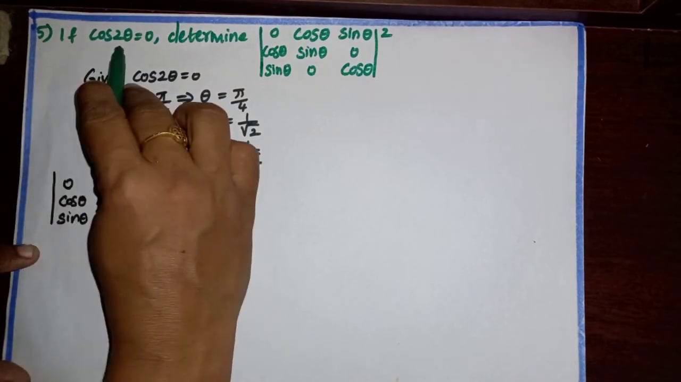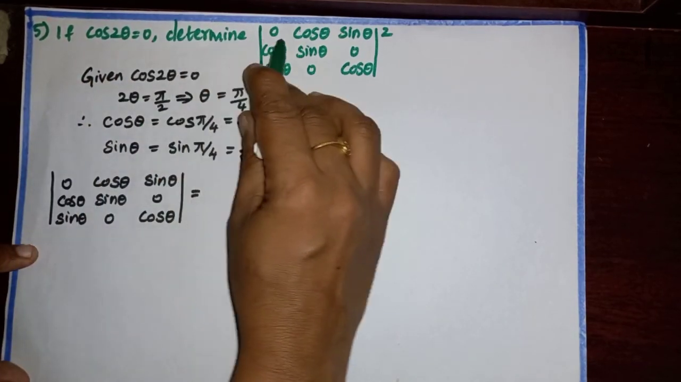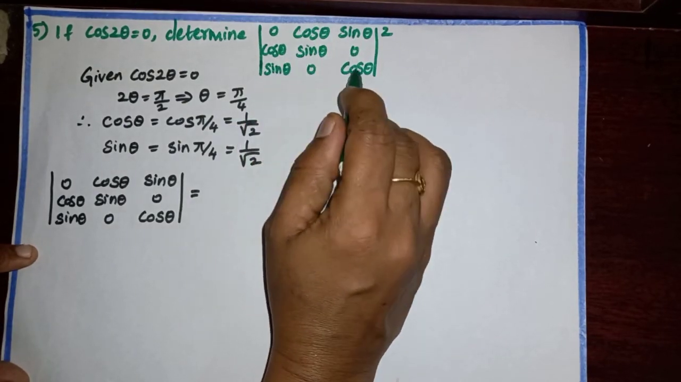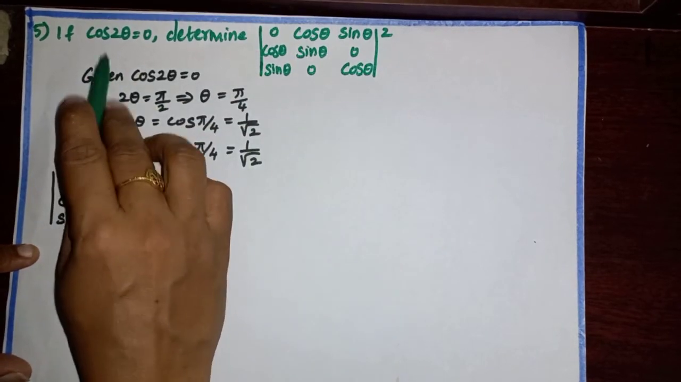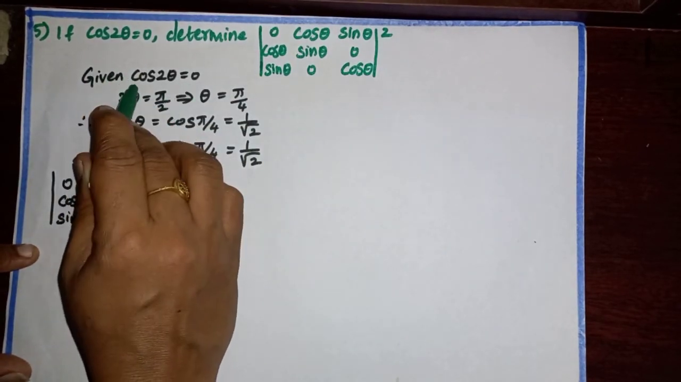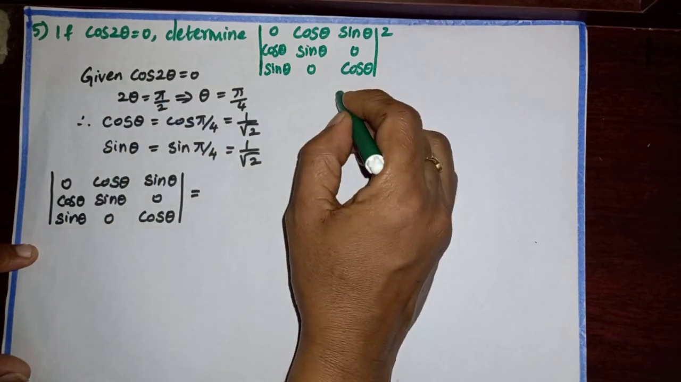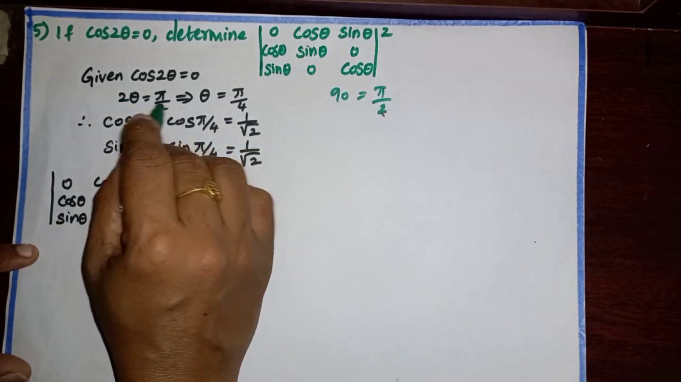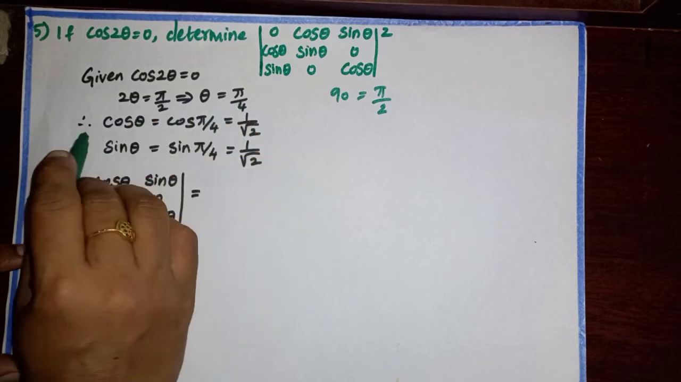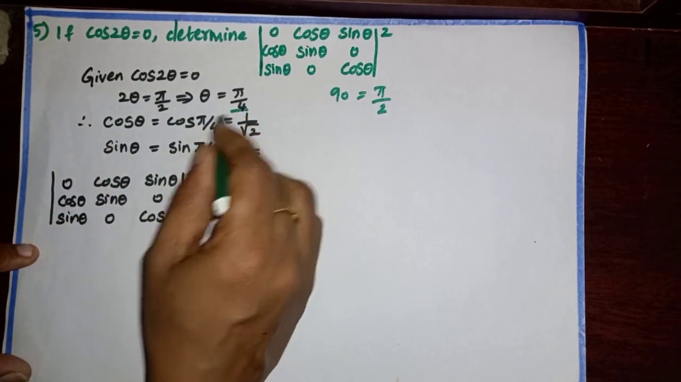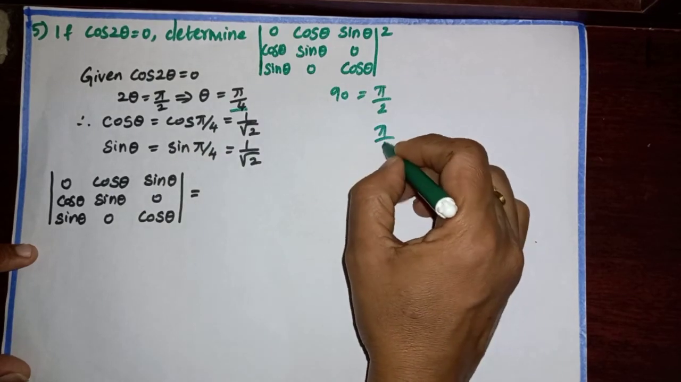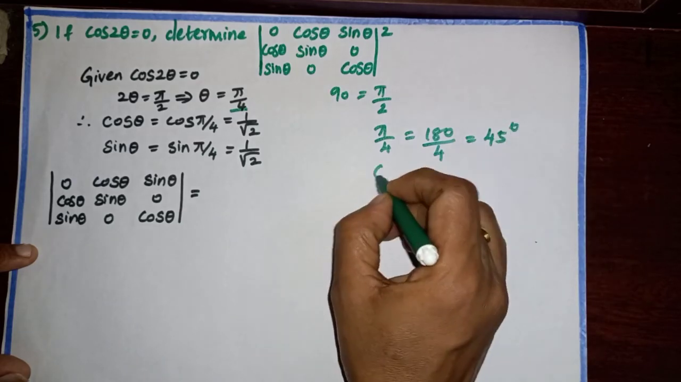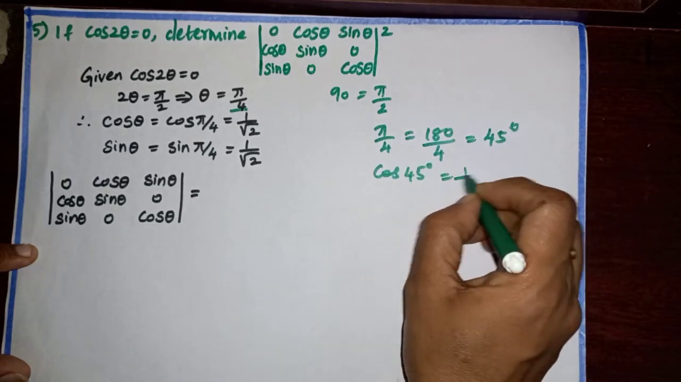Question number 5. If cos 2 theta equal to 0, determine the square of the matrix [0, cos theta, sin theta; cos theta, sin theta, 0; sin theta, 0, cos theta]. Given cos 2 theta equal to 0. Cos is 0 when it is 90 degrees. So 90 degrees can be written as pi by 2. So 2 theta equal to pi by 2, which gives theta as pi by 4. Therefore cos theta: in theta's place you substitute pi by 4. Pi by 4 is nothing but 180 divided by 4, which gives 45 degrees. The value of cos 45 degrees is 1 by root 2.